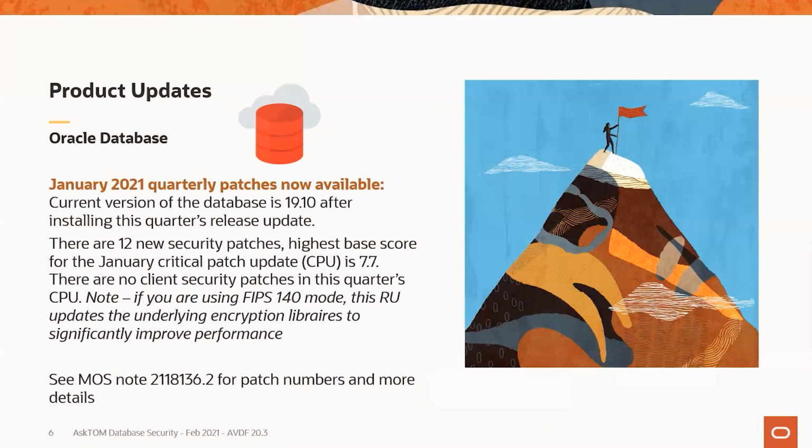If you haven't already started planning your quarterly patch cycle, you should take a look at it, look at the vulnerabilities, and make your own assessment about when's the right time to move forward with this. The MOS note you see here at the bottom of your screen will have details on which patch to download and just a little bit more information about what's going on in this quarter's release update.